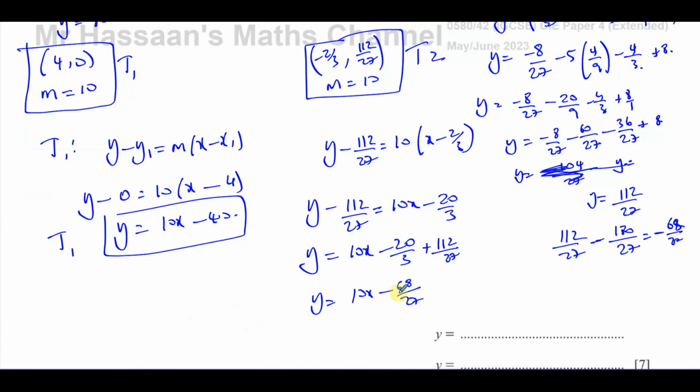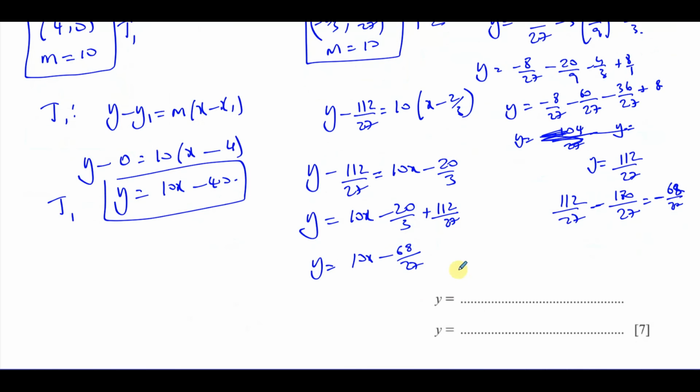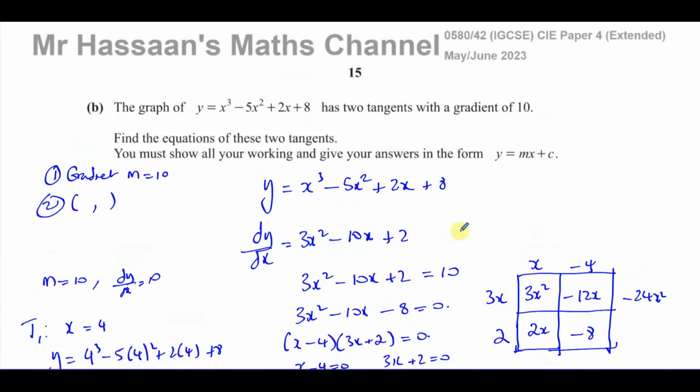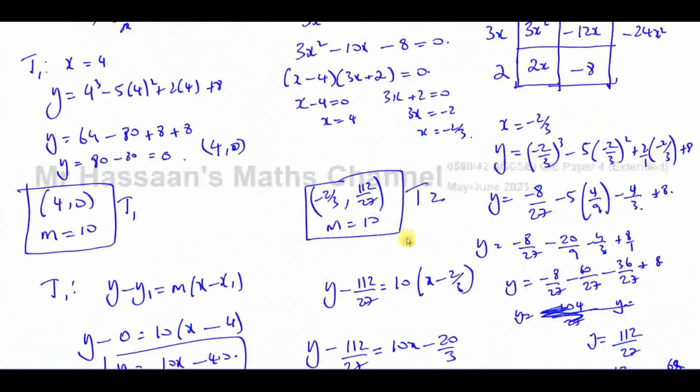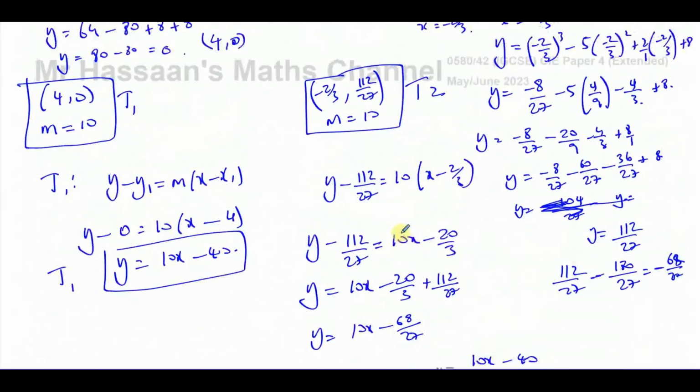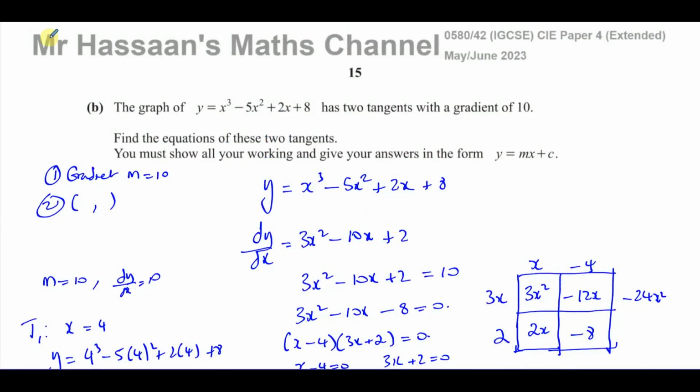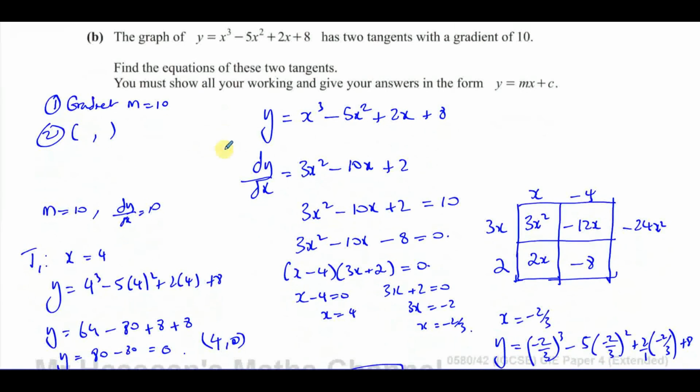All right, so there we have our two equations. y equals 10x minus 40 and y equals 10x minus 68 over 27. Yep, so there we have our equations. 7 marks for that. It's actually worth quite a lot of marks because there's a lot to do here. All right, so there's the answer to this question, number 8, part B.